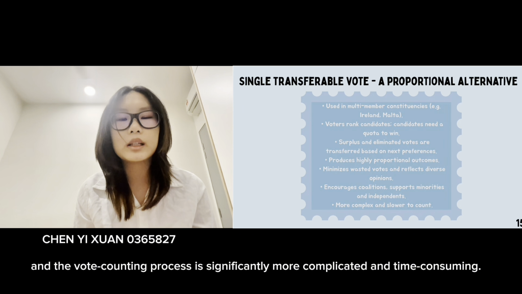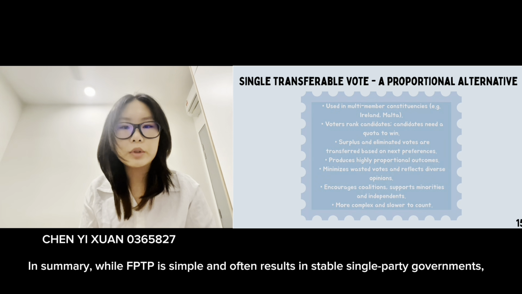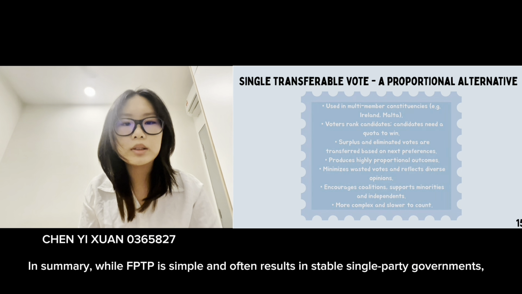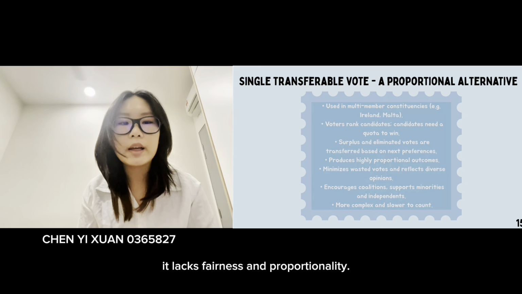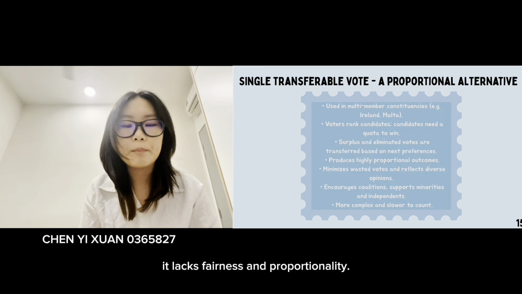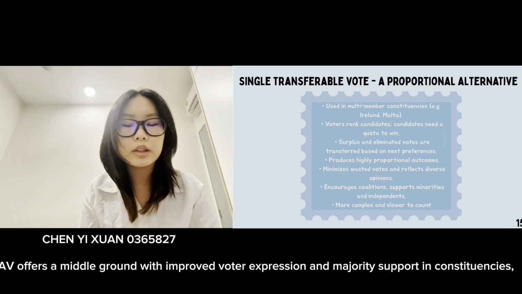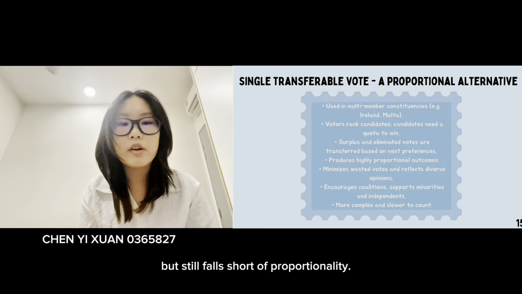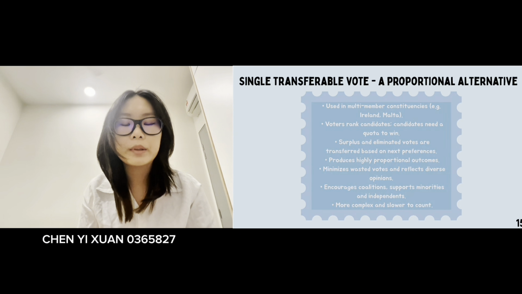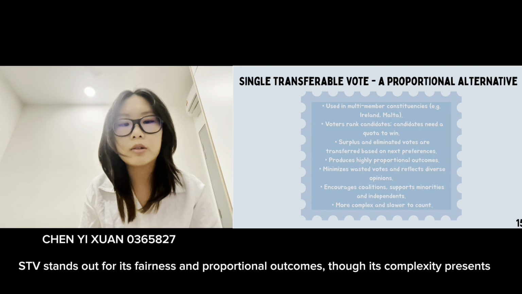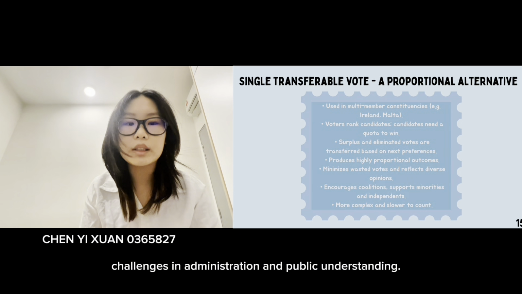In summary, while first past the post is simple and often results in stable single-party governments, it lacks fairness and proportionality. Alternative vote offers a middle ground with improved voter expression and majority support in constituencies, but still falls short of proportionality. Single transferable vote stands out for its fairness and proportional outcomes, though its complexity presents challenges in administration and public understanding.